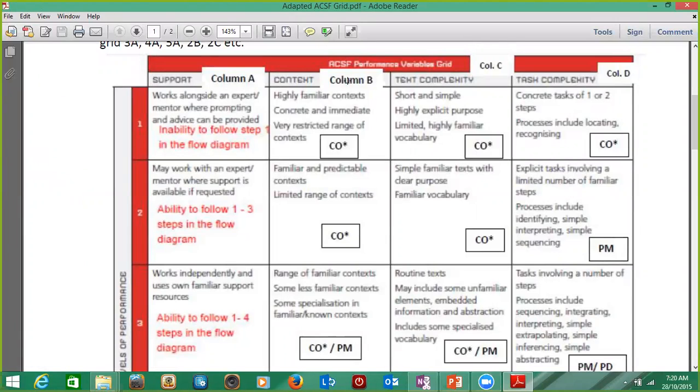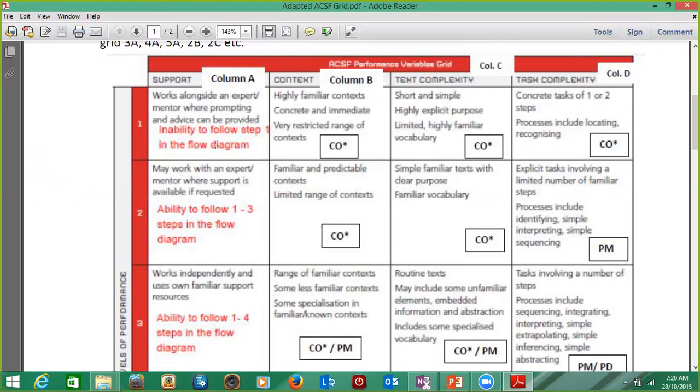Column B is labeled from 1B to 5B. Column C is labeled from 1C to 5C. Column D is from 1D to 5D. If you look at the red notes, I put them there. The first one, 1A. The ACSF says, work alongside an expert mentor.